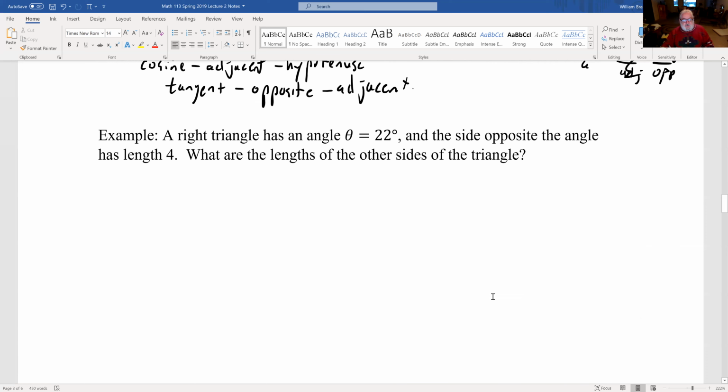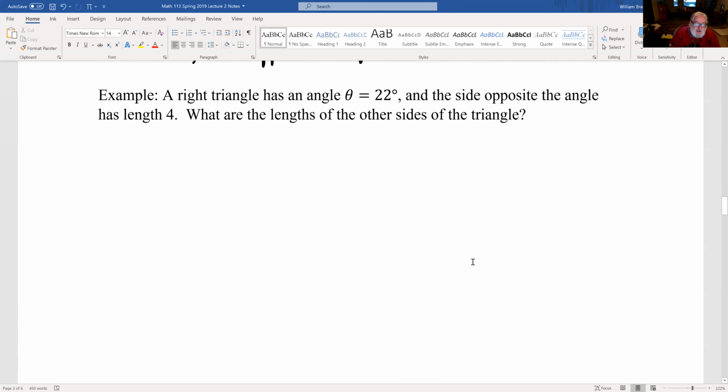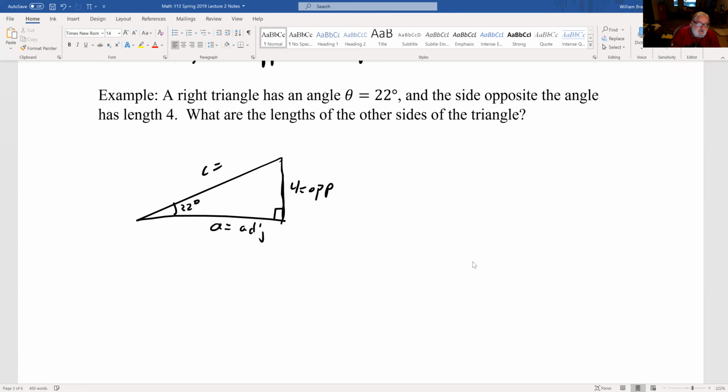So suppose a right triangle has an angle of 22 degrees and the side opposite the angle has length 4. What are the lengths of the other sides of the triangle? So we can draw a right triangle, however you want to do it. There's my right triangle. There's my 22 degrees. Opposite here is 4. A, that's my adjacent. And C, that's my hypotenuse. I keep running my Y and P together. Okay, so there we go.